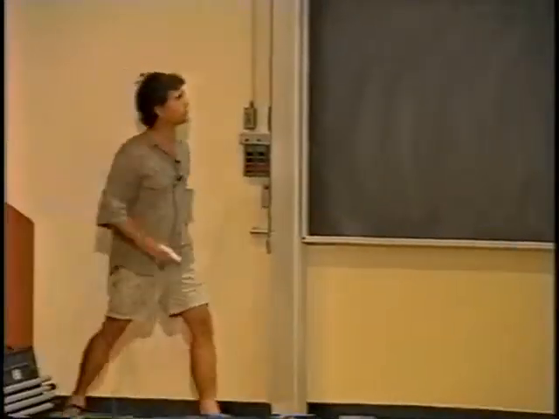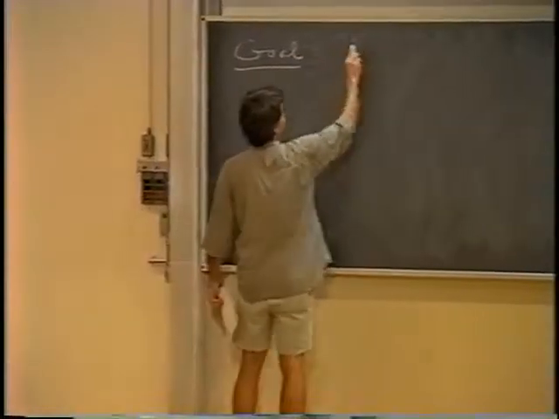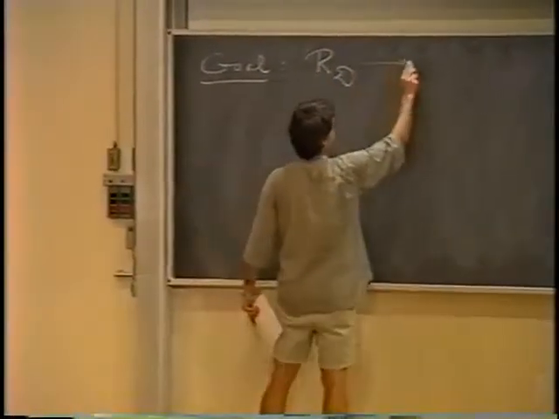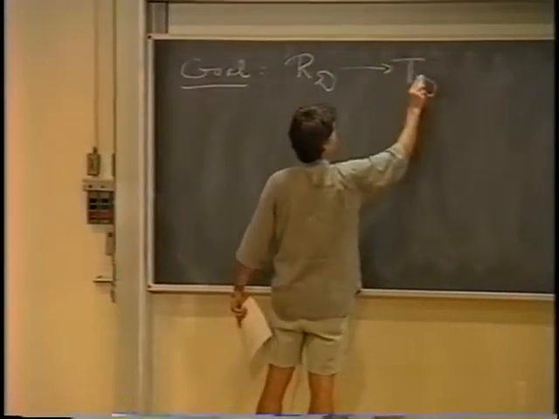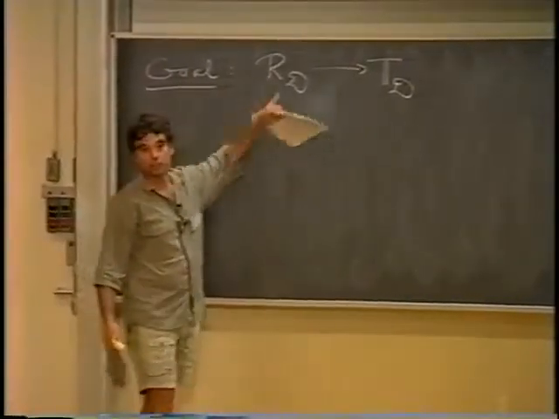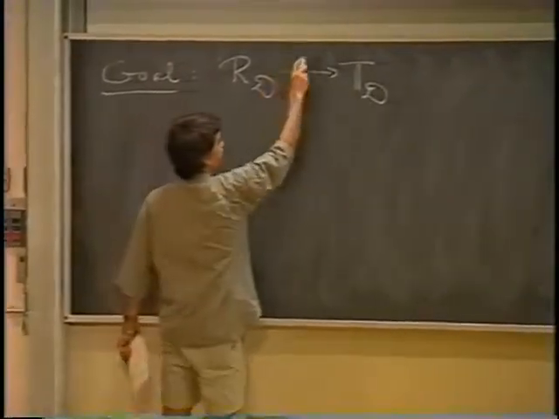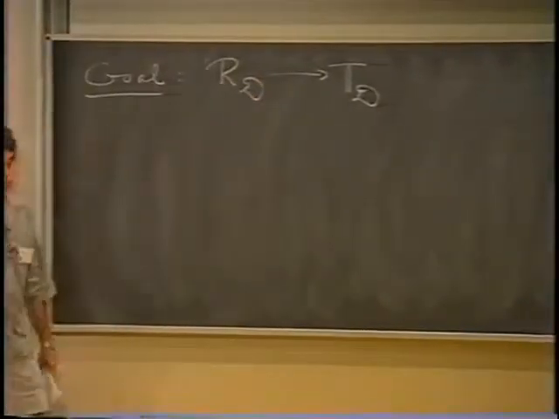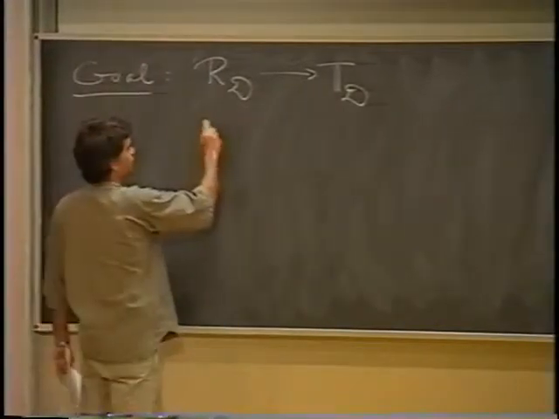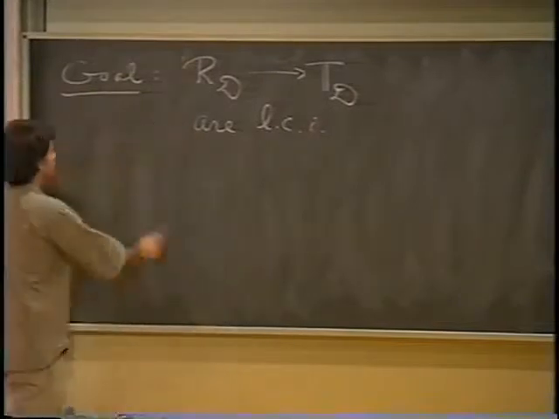So let's write the goal: show that the map that Ken just described between the universal deformation ring of type D and the Hecke algebra of type D is in fact an isomorphism. And hand in hand with this goes the fact that these are local complete intersection rings in the minimal case.